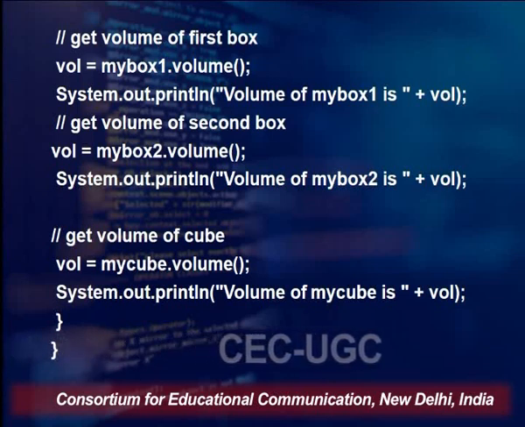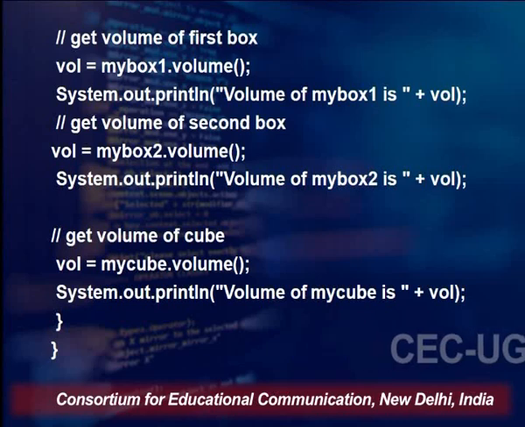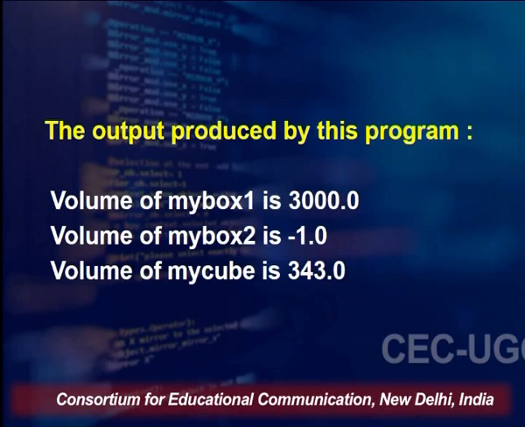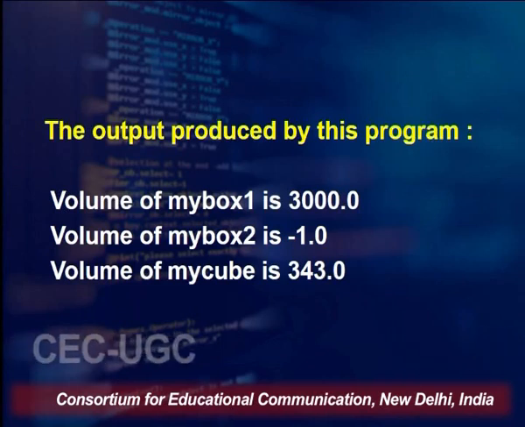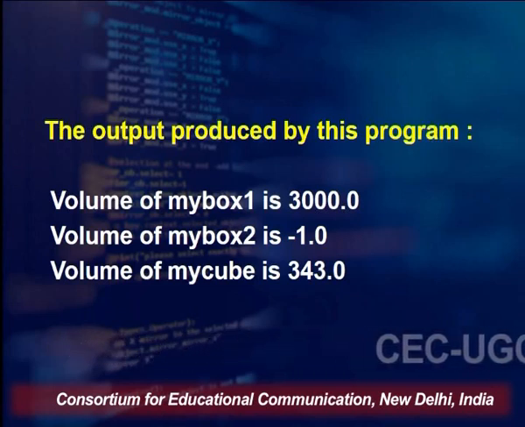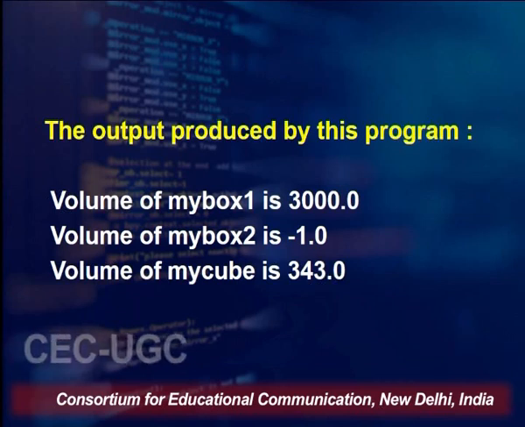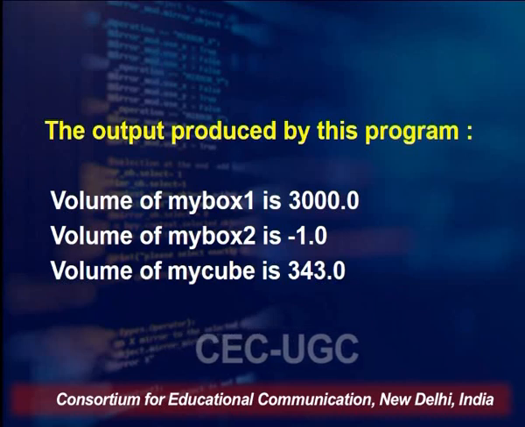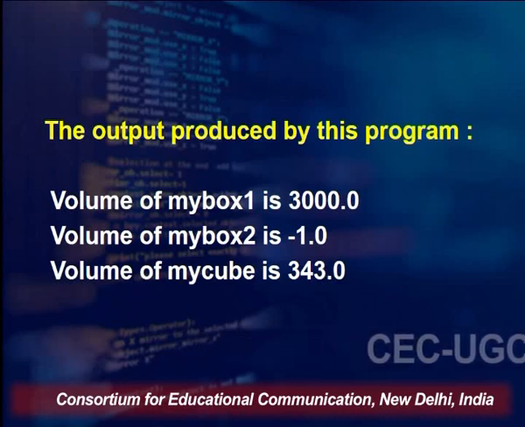So that means the volume of all the three versions of this constructor of the box is going to be calculated, and the output will be shown as given on the screen. So this will say volume of myBox1 is 3000, which is the multiplication of 10, 20 and 15. Then volume of myBox2 is -1, obviously -1 into -1 into -1, and volume of myCube is 343, which is nothing but the cube of 7, that means 7 into 7 into 7.